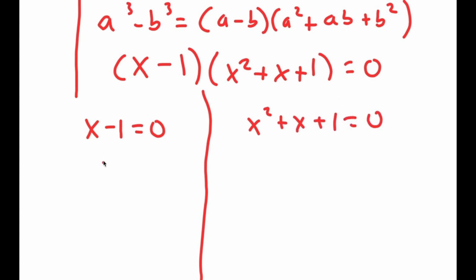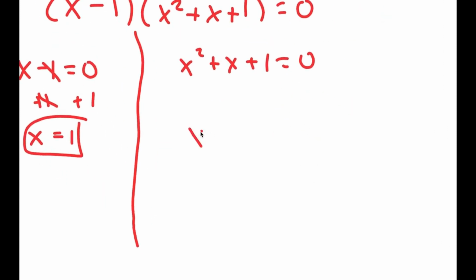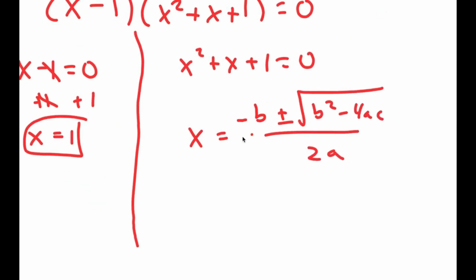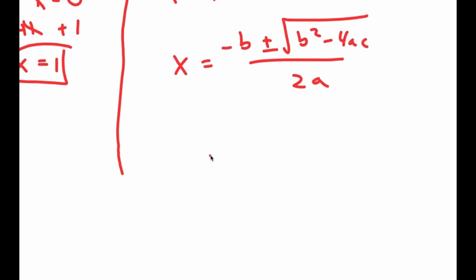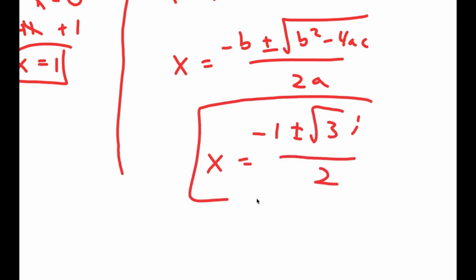So now I have x minus 1 equals 0 and x squared plus x plus 1 equals 0. So for x minus 1 equals 0, all I have to do is add 1 on both sides, and I get x is equal to 1. And for x squared plus x plus 1 equals 0, I can use the quadratic formula. By using it, I get x is equal to negative 1 plus or minus the square root of 3i over 2. So these are two more solutions.